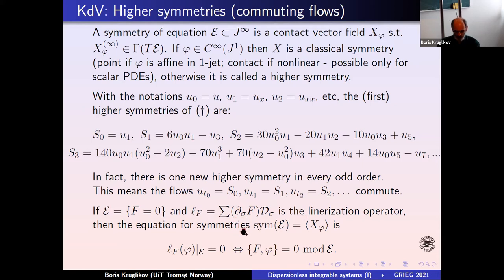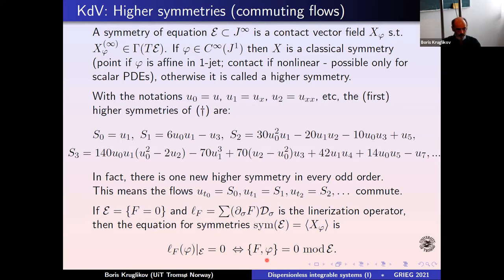And then the equation for symmetry, which will formally be the algebra sym E, is the following. You take this linearization operator and apply it to this generating function, which will be a function, actually, on J infinity, and you restrict to the equation, and it has to be zero. Equivalently, we can write it in the following form, but now this bracket is not Poisson, it's a higher order bracket called the Jacobi bracket. So it's actually an extension of Poisson to jets. Very similar formula. The formula for the Jacobi bracket between f and phi is the following: linearization of f applied to phi minus linearization of phi applied to f. Okay, that's very similar to the Poisson bracket.